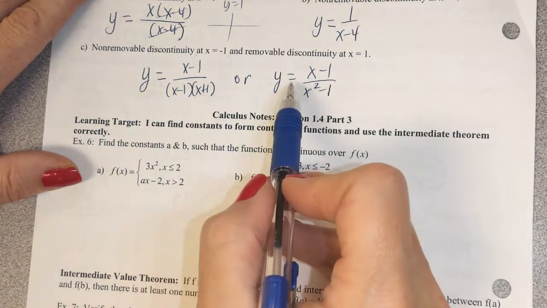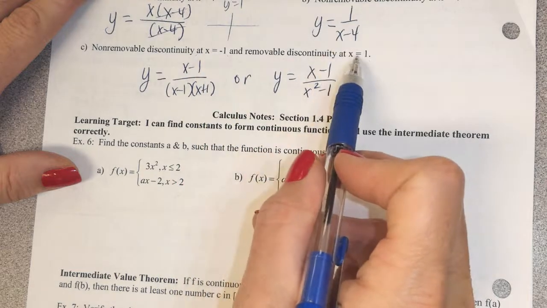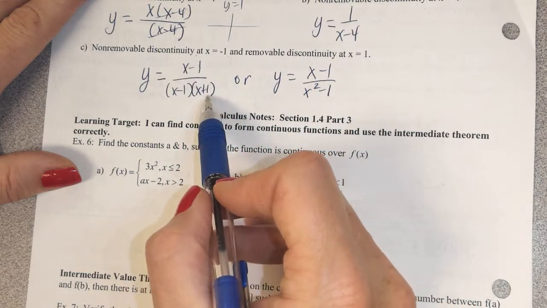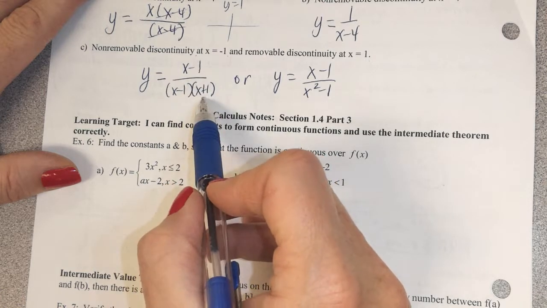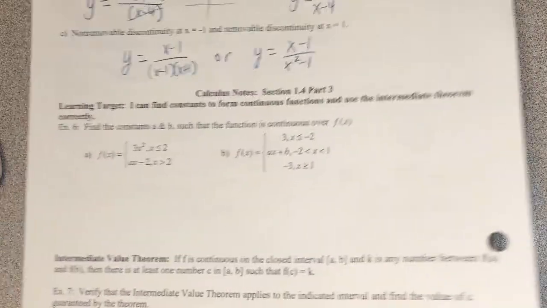She's saying we could do this or this, because on this one, these would be removable, so there'd be a hole in the graph at x equals 1, right? But there'd be non-removable at -1. So we'd have a vertical asymptote at -1. All right, very good, guys. Let's look at this worksheet.